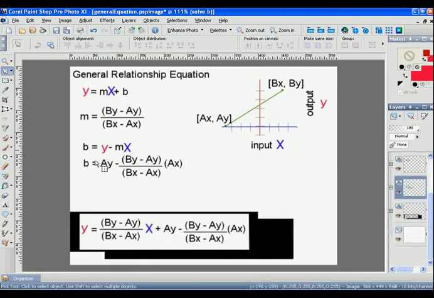So now all we need to do is plug in m and b into y equals mx plus b, and we get the following. y equals, there's the value for m, times x, plus, and then all of this is equal to b. So that's our general equation that we can use to solve any kind of relationship.